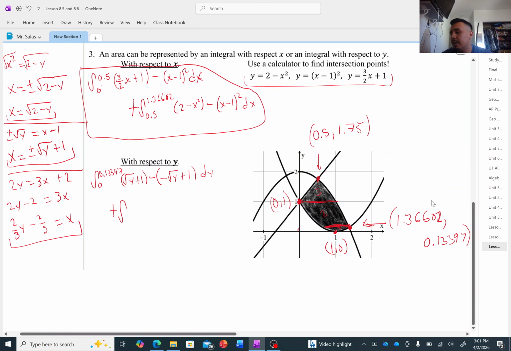My second integral would be for this chunk here. Now, this chunk here is a little bit more obvious. Which one's my right? My right would be the negative parabola. My left would be the positive parabola.